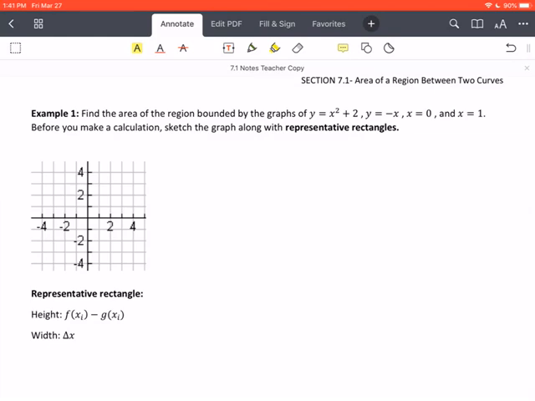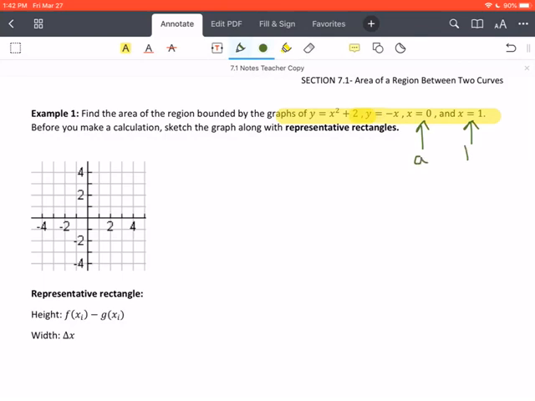So the first example says to find the area of a region that is bound by the graphs of y equals x squared plus 2, y equals negative x, and then also we can see that our a and our b have been specified. When it's just x equals a number, that gives you your limits of integration. Okay, so the first thing that you have to do is graph this, whether it's on a graphing calculator or by hand.